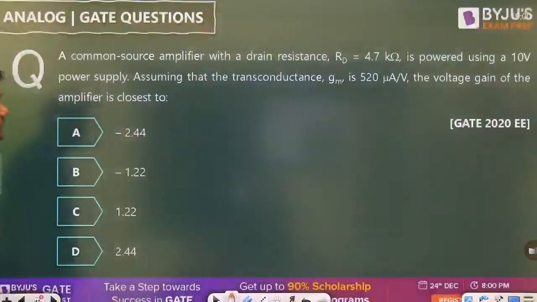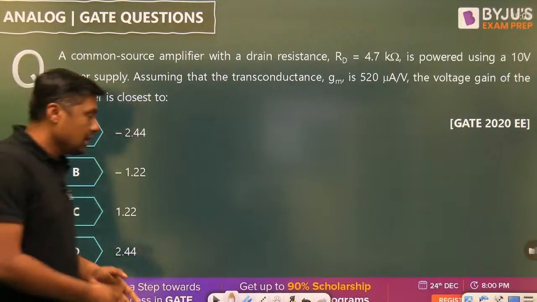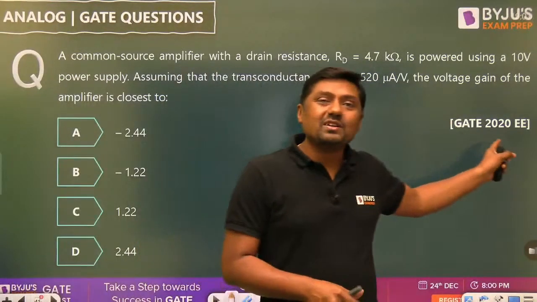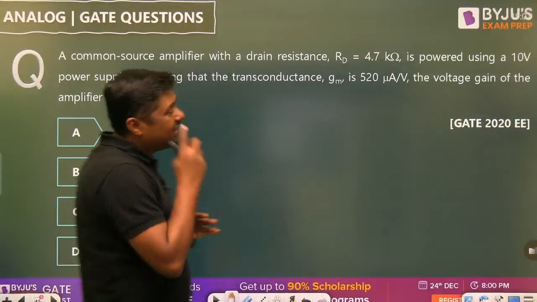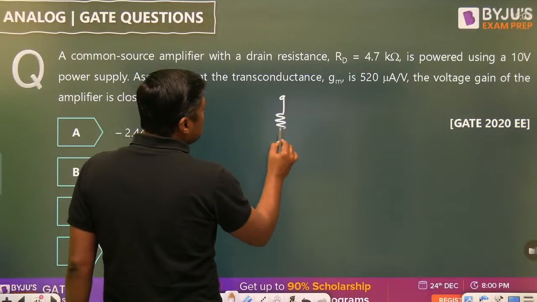Then next, a common source amplifier. Again, common source is equivalent to common emitter, with a drain resistance RD, powered using a 10 volt power supply. Assuming that the transconductance is 520 microampere per volt, the voltage gain of the amplifier is closest to? Here in the electrical branch, normally they do not give the diagram and simply want the answer. But what is the common source? This is the RD.